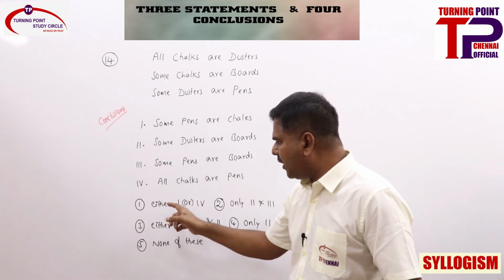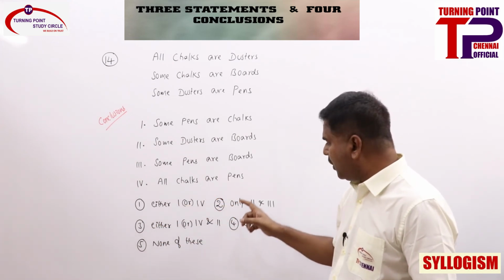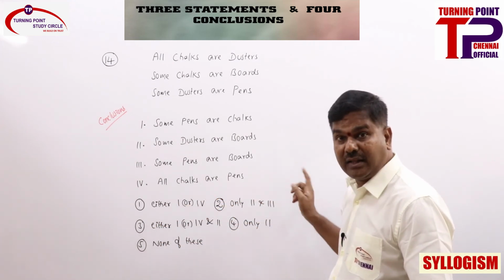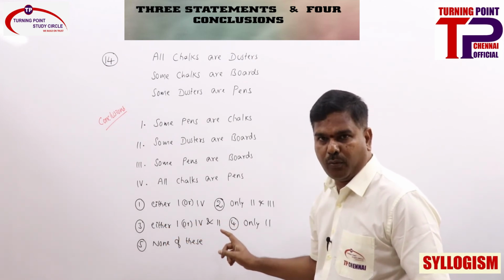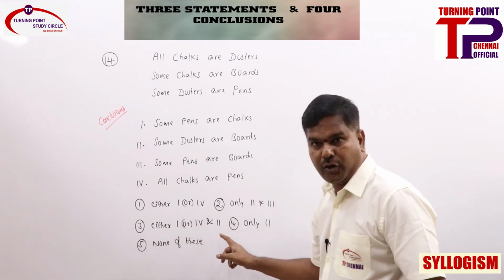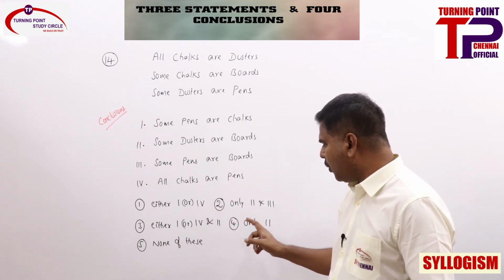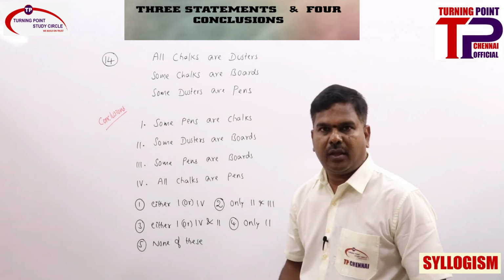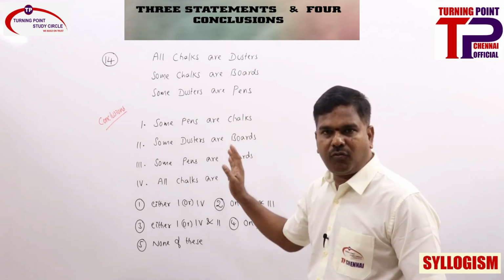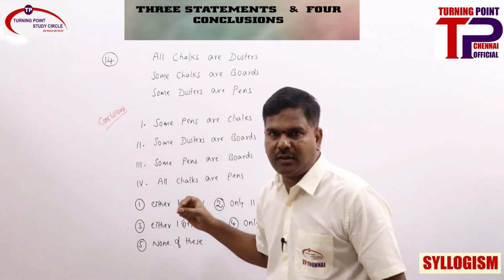Give answer as 1 if either 1 or 4 follows, 2 if only 2 and 3 follow, 3 if either 1 or 4 and 2 follow. Fourth one, only 2 follows. Fifth one, none of this. Clear? So take your time, work it out. So we will discuss later.